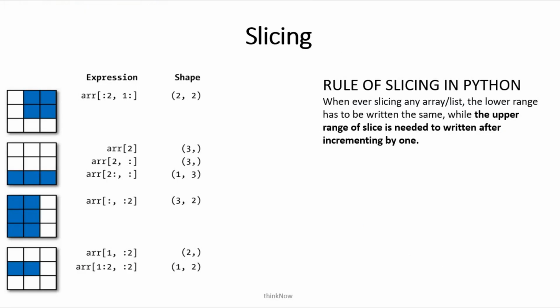Slicing. Slicing is a very important tool in NumPy processing and NumPy manipulation. Slicing is used to extract a part of the array. This is also used in Python lists, and some syntax of using slicing is similar to Python lists.